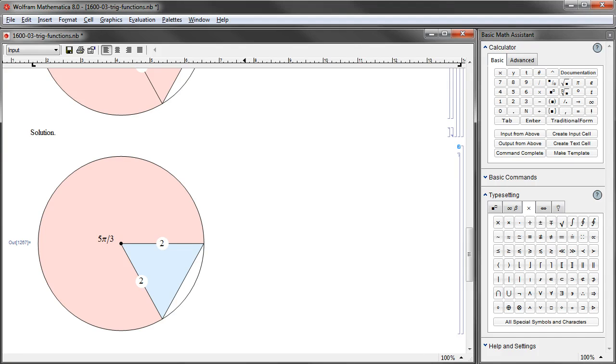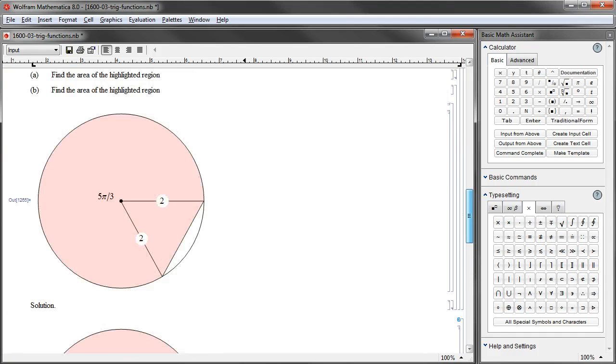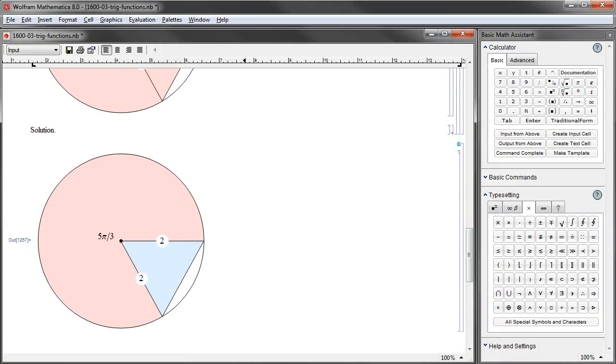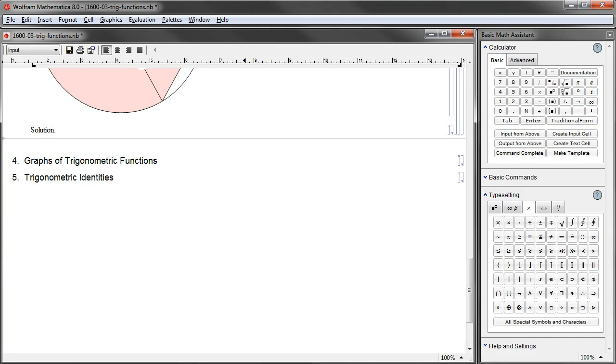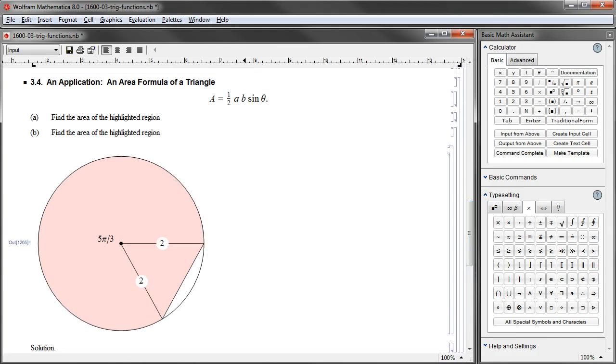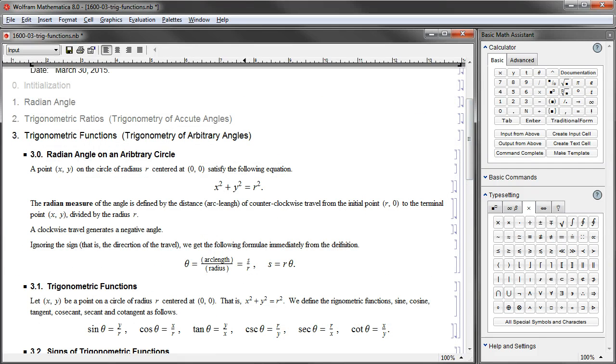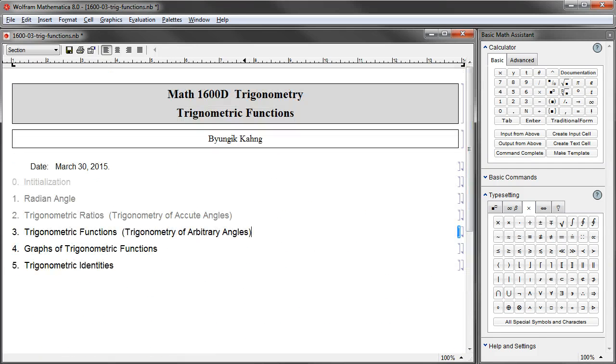So what you need to do probably will be, okay, I'll stop here. How do you figure out the area of the shaded region, the highlighted region, for this? From this picture. Okay, I'll stop here. I'll let you figure this one out. And then let's move on to the graphs of trigonometric functions in the next video.